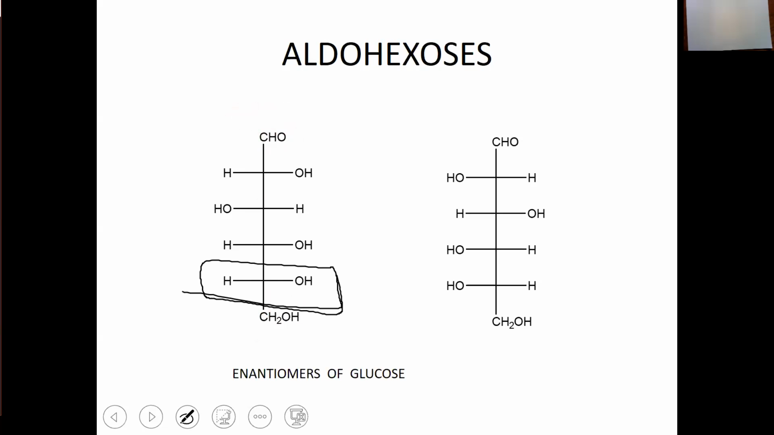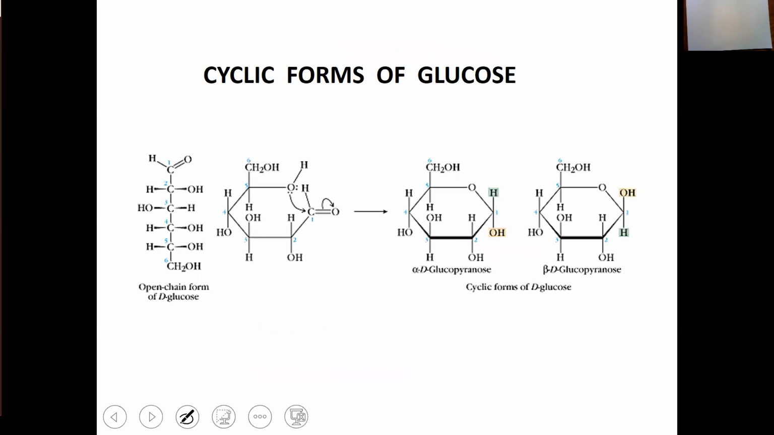So this one is D-glucose because that hydroxyl is on the right. This is L-glucose because that penultimate hydroxyl is on the left. These are enantiomers of glucose. Glucose can exist as the open chain form, but it can also exist as the cyclic form. Let's see a couple of drawings.